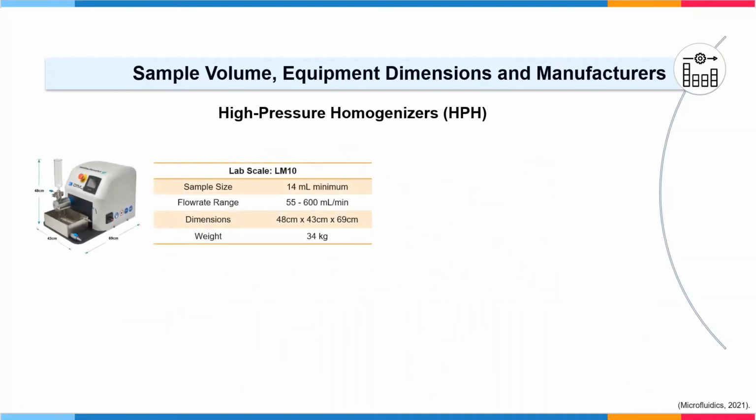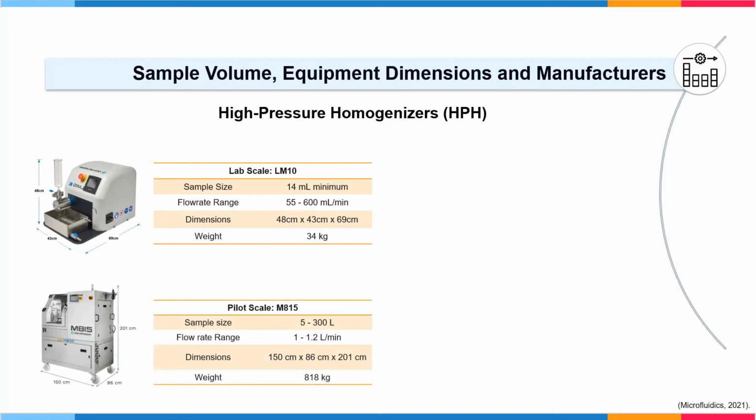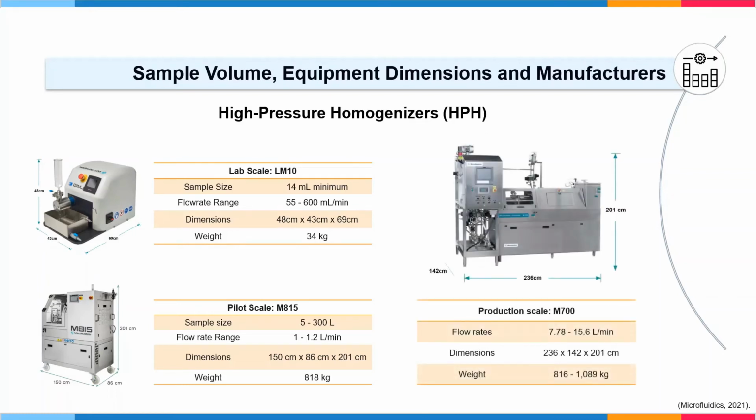For high-pressure homogenizing, there are lab-scale models processing a minimum 14 milliliter sample volume, as well as pilot-scale models with a capacity of 1.2 liters per minute and a maximum pressure of 105 megapascals currently available. Production-scale models have a lower maximum pressure of 70 megapascals and are capable of processing up to 15.6 liters per minute.